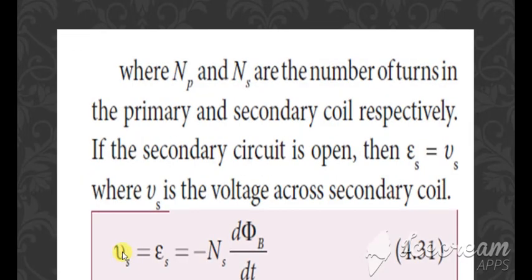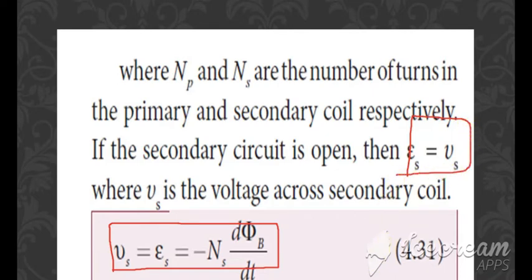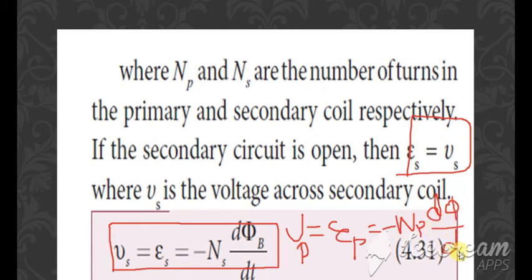When you are writing the equation for V of S is equal to E of S, which is equal to minus Ns into d phi divided by dt, because they both are equal. Okay, so we have got the equation for V of P and also V of S, is it not? So V of P is equal to E of P, which is equal to minus Np into d phi divided by dt. In this d phi, we will write d of phi of B.